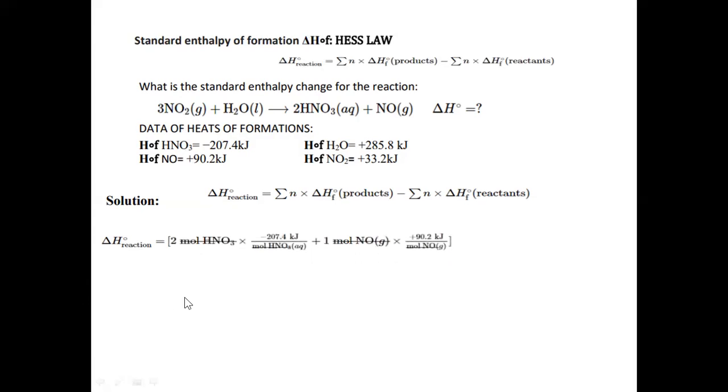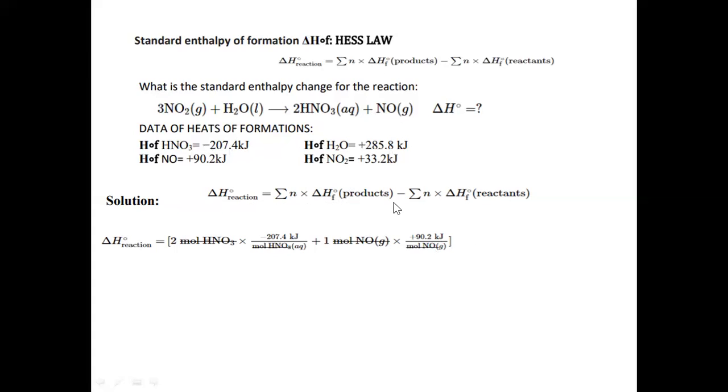Now let's proceed with the delta H reaction, or the enthalpy of formation, for this problem. So this gives us 2 moles of nitric acid. Where did we get 2 moles? From the balanced equation. Multiply it with its corresponding heat of formation, which is negative 207.4 kilojoules per mole of nitric acid. So the moles cancel out, plus 1 mole of nitrogen monoxide, multiplied with the standard heat of formation for nitrogen monoxide at 90.2 kilojoules per mole of NO. So this is the summation for the products.